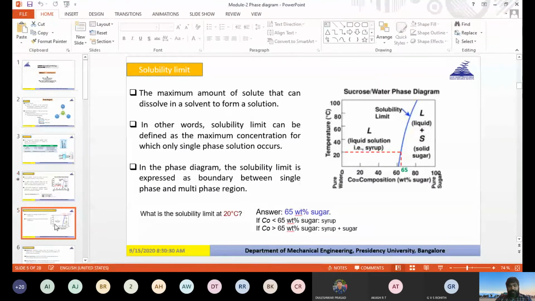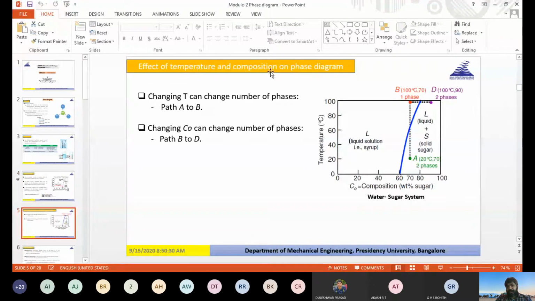Okay, now the thing is effect of temperature and composition on phase diagram. So these things I have already discussed, but let's see once more. Suppose this is the phase diagram, water sugar system. Suppose you are at point A, meaning you are at 20 degrees Celsius and you are having 70% sugar concentration. So 20 degrees Celsius, this is the line, and 70% concentration, this is the line. So this will meet at point A. So point A represents 20 degrees Celsius and 70% concentration.